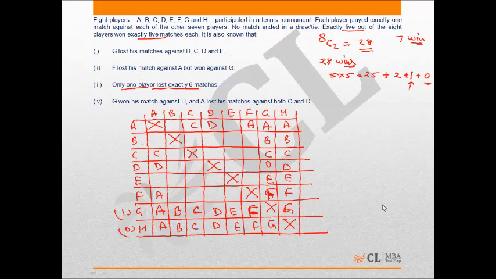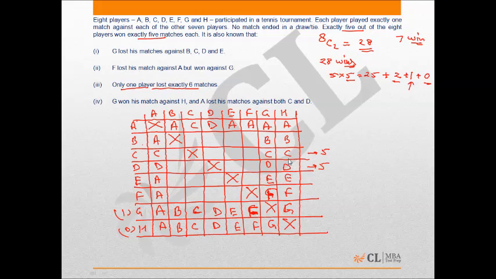Now for the remaining players, the number of wins has to be either 5 or 2, right? And A had won at least 3 matches here, so it cannot have 2 wins, right? So that means remaining 2 matches have to be won by A, same as this case. Similarly, C has won at least 3 matches, so this must have 5 wins. D must have 5 wins. E and F and B, I am not sure, right?